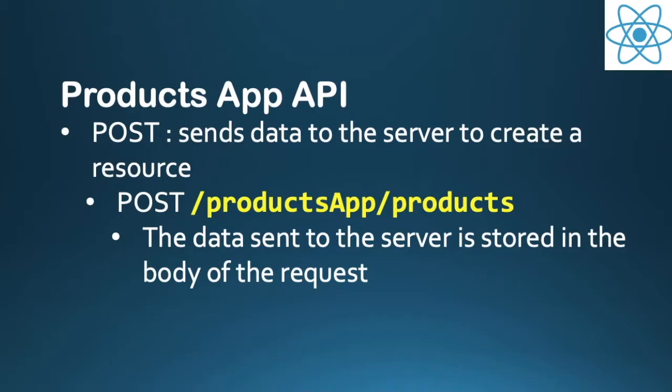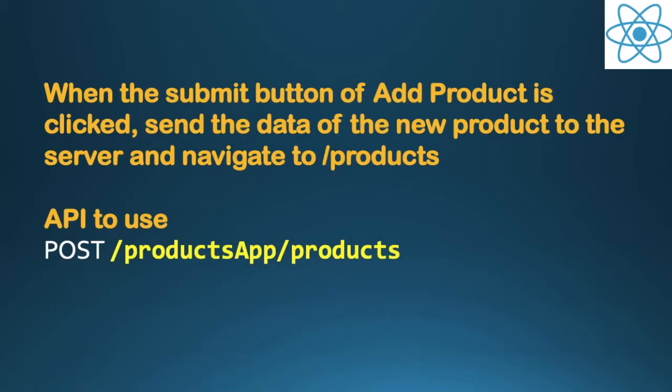So for that, we need a post API. Recall that a post is used to send data to the server to create a resource. And here the API is post/products/app/products. So we will make a request to this URL, and the data to be sent to the server is stored in the body of this request. So that is how we will use a post. And let's look at an example where we will see how to use it.